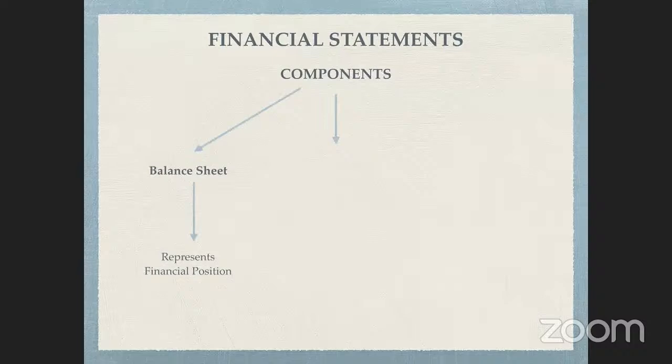And the next part, after knowing the financial position, what do we need? What is the next component of financial statements? It will be a statement of profit and loss, or profit and loss account, as we call it traditionally. So the P&L account, what does this represent? This represents the financial performance of the business. It is also known as the income statement.